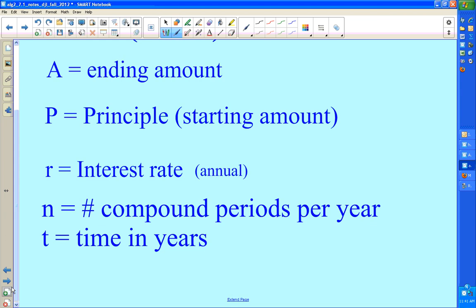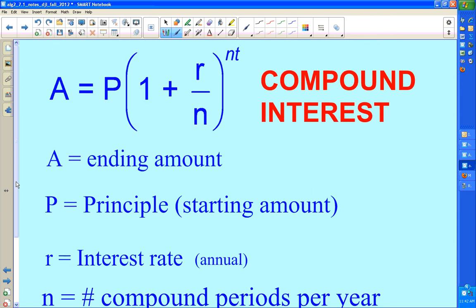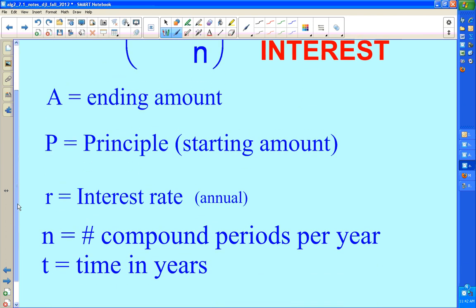N is the number of compounding periods per year. So if I was compounding monthly, N would be 12. If you were compounding weekly, N would be 52. If you were doing it daily, N would be 365. And T is time in years. Now the reason why N is important is because you take your annual rate, R, and divide it by N. And that's very important for figuring out the rate for the growth period. So this formula is one you're going to want to add to your notes, and you're going to want to memorize it.